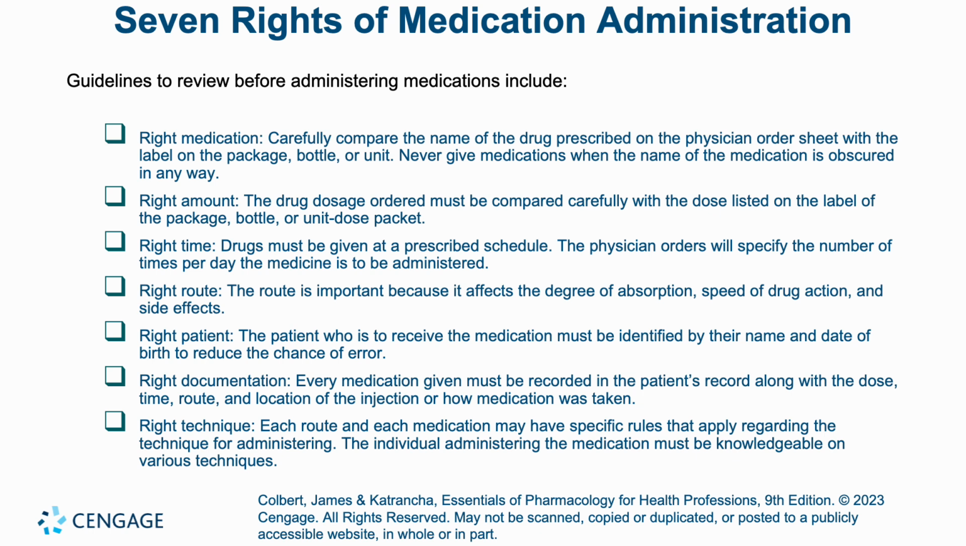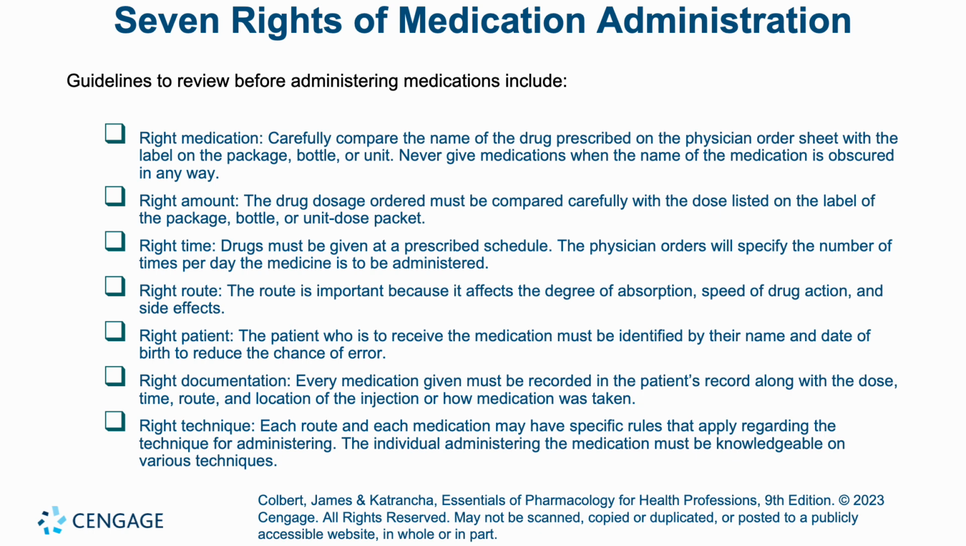carefully compare the name of the drug prescribed with the label on the package, bottle, or unit. Never give a medication when the name is obscured in any way. So if you cannot read the label or it's covered by a sticker or something like that, you should not give that medication. You need to get a new medication for that patient. Right amount. The drug dosage ordered must be carefully compared with the dose listed on the label of the package, bottle, or unit dose package.